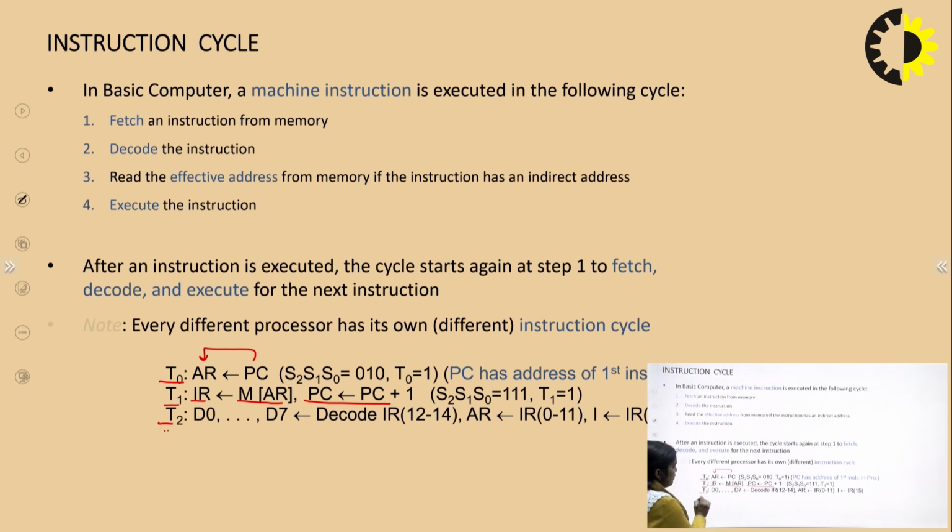Next, the next signal is D0 to D7. This D0 to D7 is coming from where? That from the opcode, and opcode is of the 12 to 14 bit. So, D0 to D7, there is an IR register of 12 to 14 and the AR register is having IR, that is 0 to 11 and IR 15.